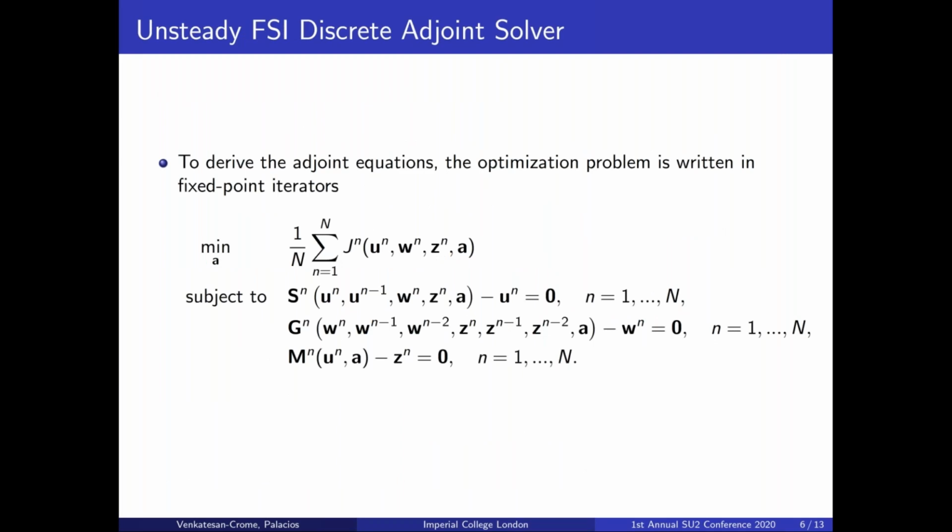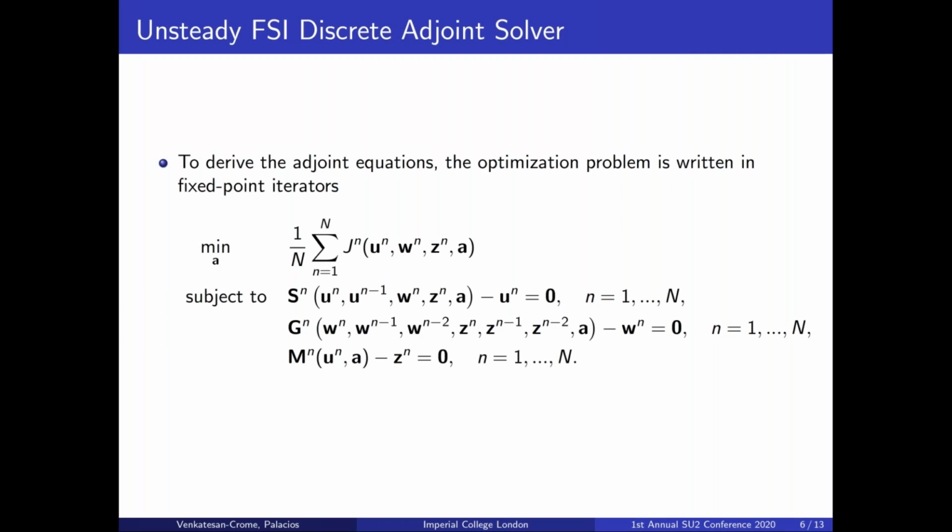For the discrete adjoint solver, it's easiest to explain through an optimization example. So here we have an optimization problem to minimize an objective function J that is averaged over the number of time steps n. We have the state variables u for the structure, and for simplicity here it refers to the vector of structural displacement, velocity, and acceleration. The conservative variables w from the fluid domain, and the mesh variables as z. The design variables are given by A, and the optimization is subject to the satisfaction of the governing equations for the structural, fluid, and mesh domains.